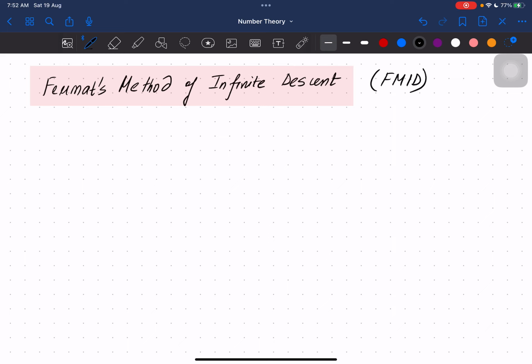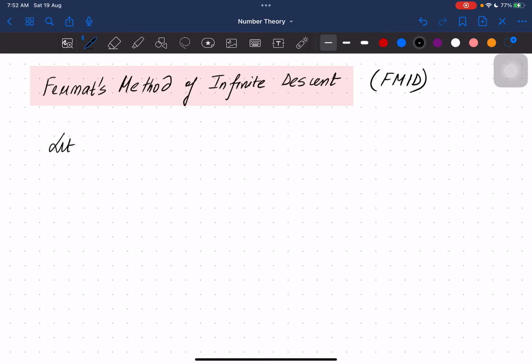Okay, from the name itself you can guess it was discovered by Fermat, maybe around 1631 or around that time. So let us see what this method of infinite descent is.